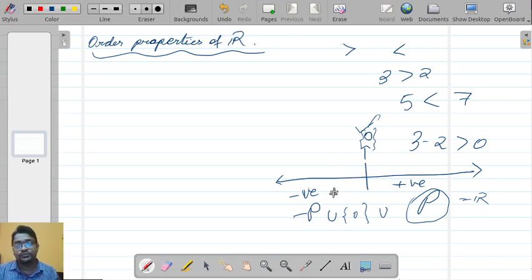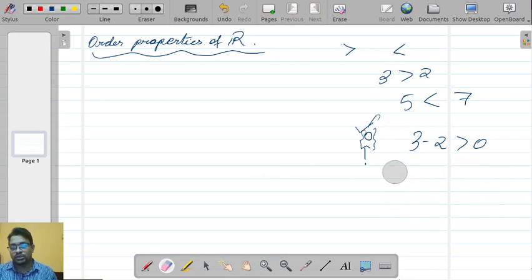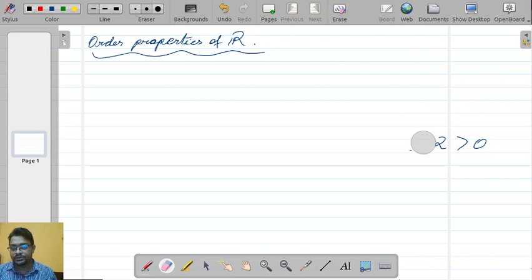Okay, we need to define what are positive real numbers, what are negative real numbers. We need to define something called greater than, something called less than, so that we can work with these and analyze these things. So as per Bartle and Sherbert, the order properties of R refer to the notions of positivity and inequalities between the numbers.